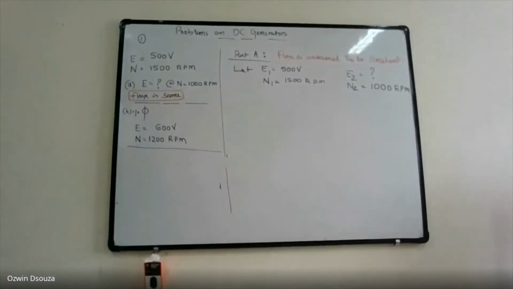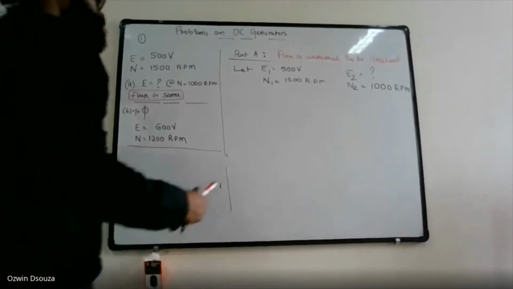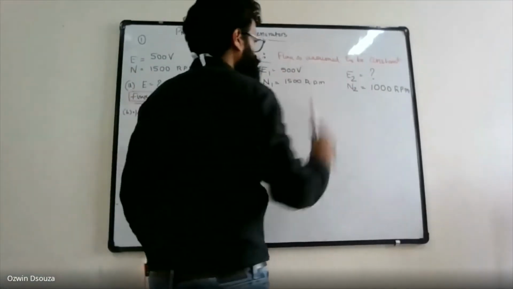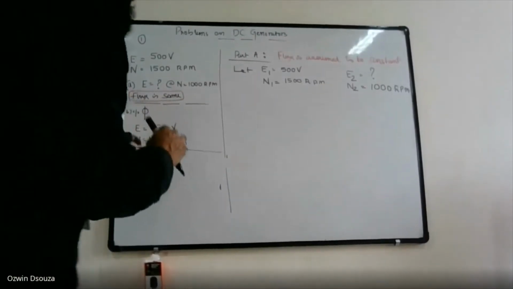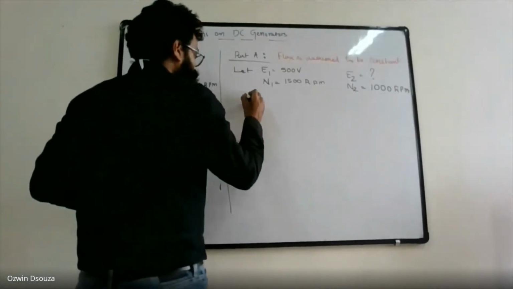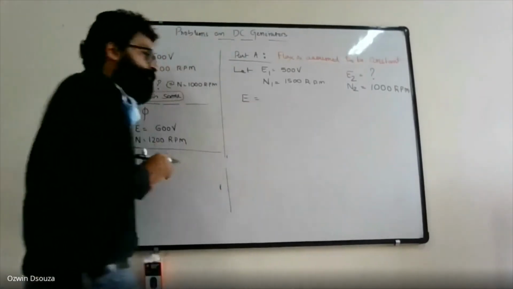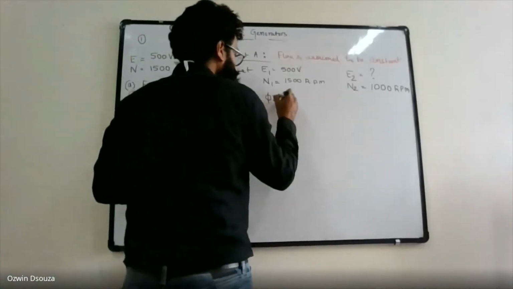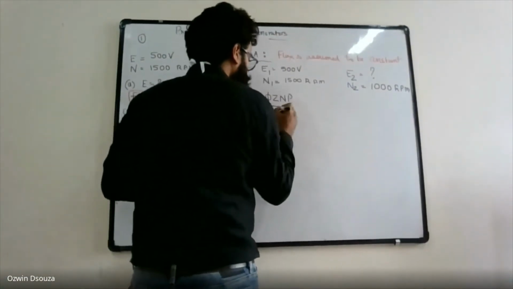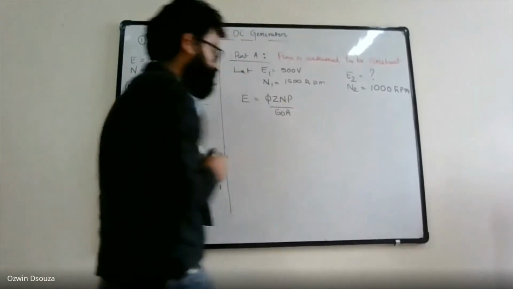Of course, with two different subscripts we have used, subscript 1 and subscript 2 to distinguish the two EMFs and the two speeds, right? The next step is to write down the EMF equation. So we know that the EMF induced in a DC generator can be given as E is equal to phi Z N P divided by 60A.